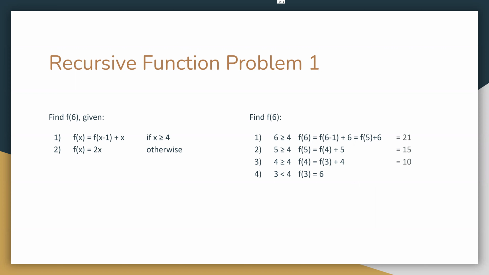So now we put these values back up here. 6 plus 4 is 10. And 10 plus 5 is 15. 15 plus 6 is 21. That's how you have to evaluate it when you participate in the contest.